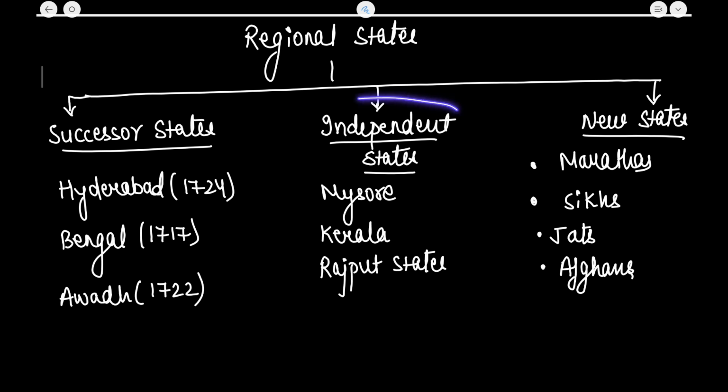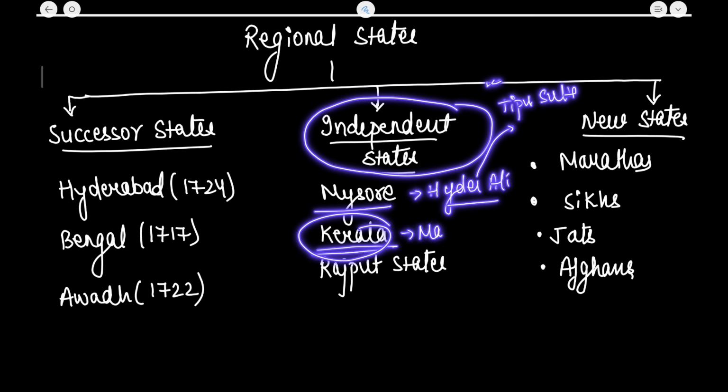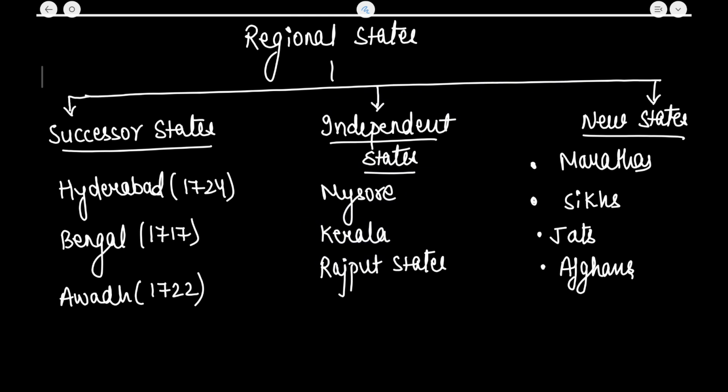Now some of the independent states also came into prominence. Mysore was founded by Hyder Ali, and later the son of Hyder Ali, who was Tipu Sultan, carried on the work that was done by Hyder Ali. Okay. Next was the state of Kerala, that was founded by Martand, and then also Rajput states were formed.